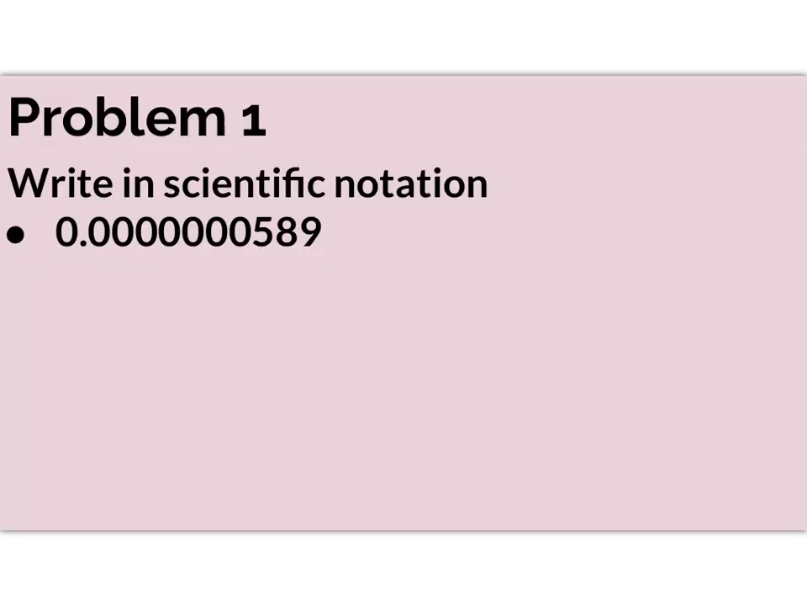Okay, so this number is less than 1 because it starts with a 0 here. So we're just going to count. How many times do we move the decimal? 1, 2, 3, 4, 5, 6, 7, 8. So you get 5.89 times 10 to the negative 8.